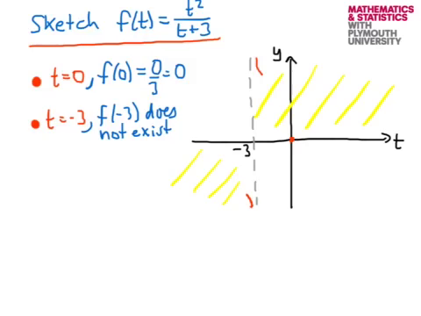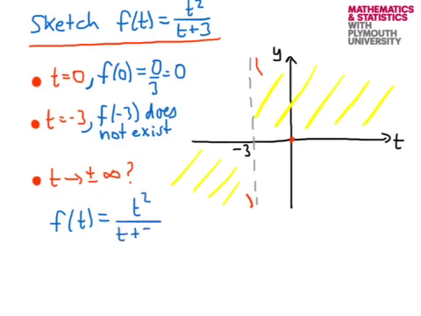The next thing that we can think about for our function, perhaps before we turn to calculus techniques, is to ask ourselves what's going to happen as t, our variable, approaches plus or minus infinity. And for this, for a rational function, it's extremely helpful to rewrite our function in the following way. So we have f of t is t squared divided by t plus 3.